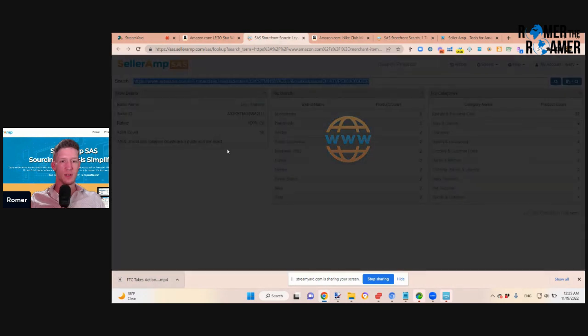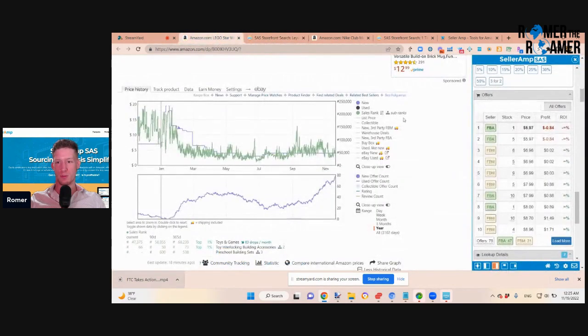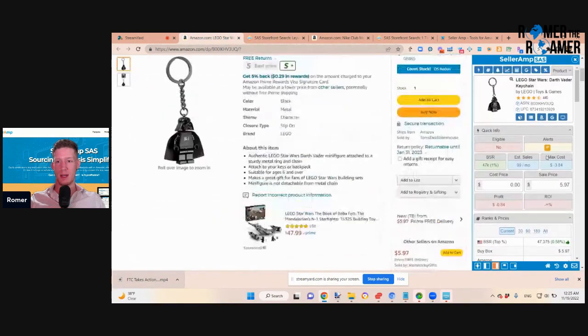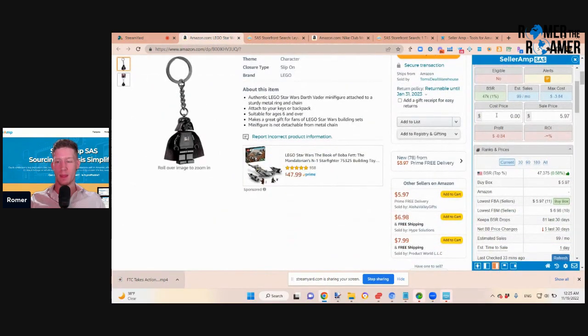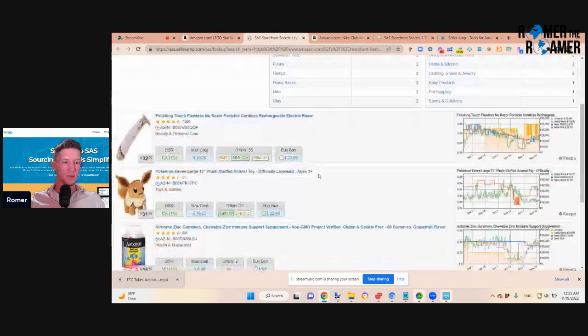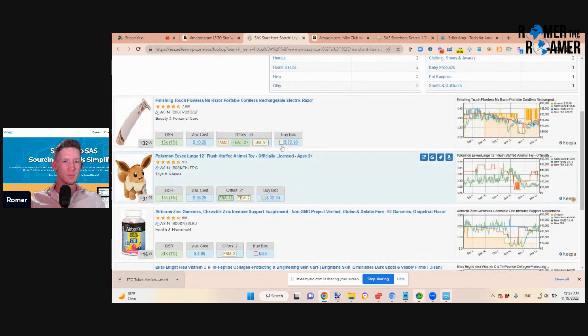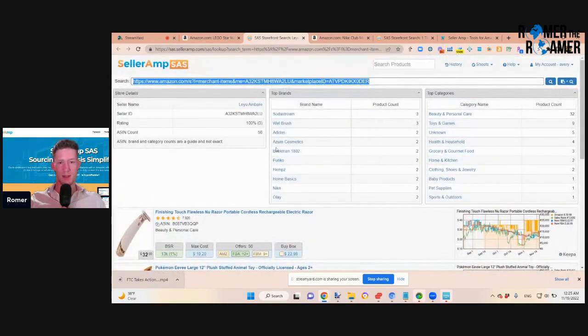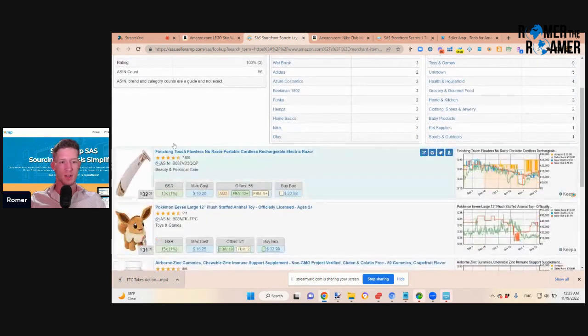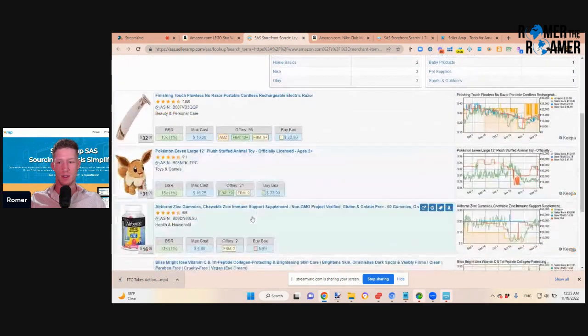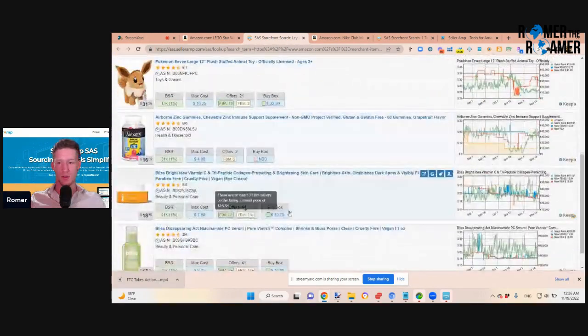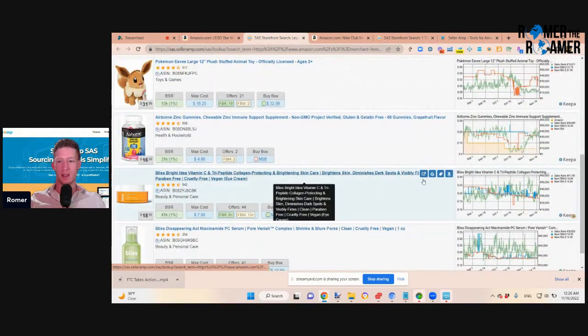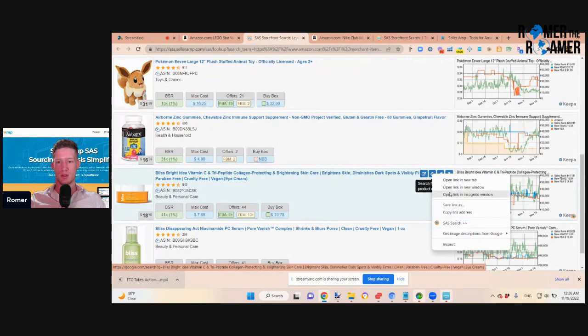And so this is the second part of Seller Amp. I showed you the first part. We are just looking at profitability here. And obviously this product doesn't make any profit. So let's look at this person's store. This is the best part about Seller Amp. You can open up Seller Amp and you can see all of the items that the person is selling in their store. And you can just easily Google search the items.